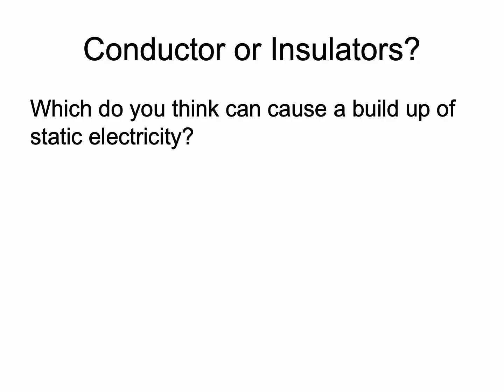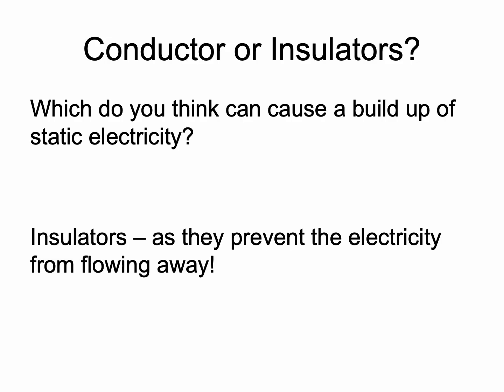Why are we going for insulator? Because the conductor will just allow the electricity to flow through. Yeah, it'll allow the charge to move through it and move away, whereas the insulator won't allow it to go through it, so it'll build up. Yeah, spot on. So they prevent the electricity from flowing away.